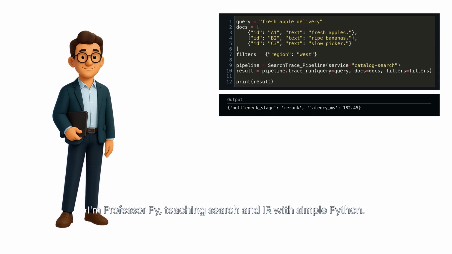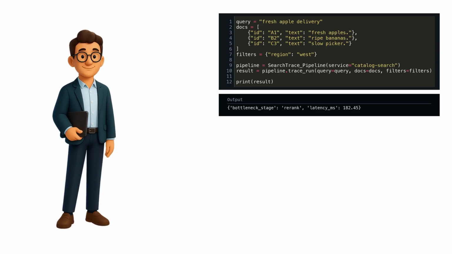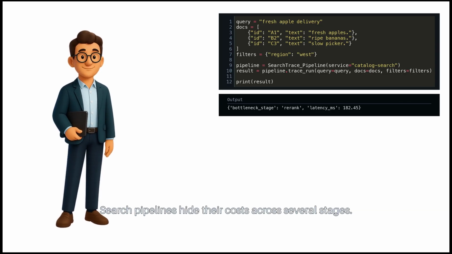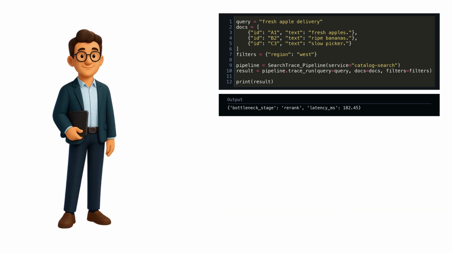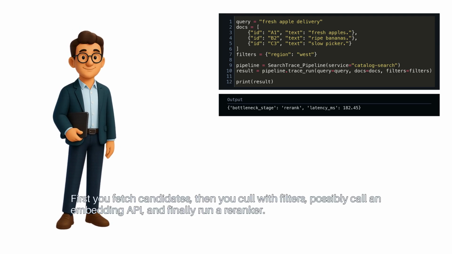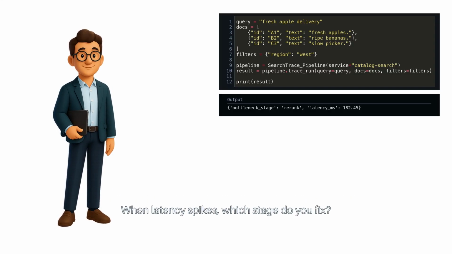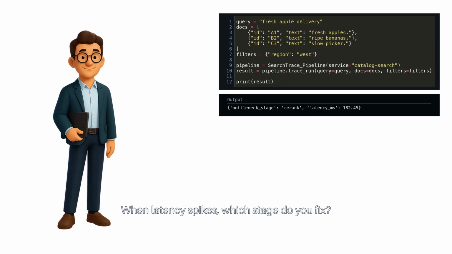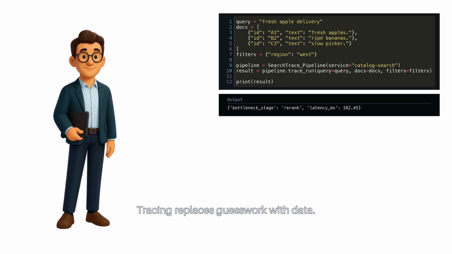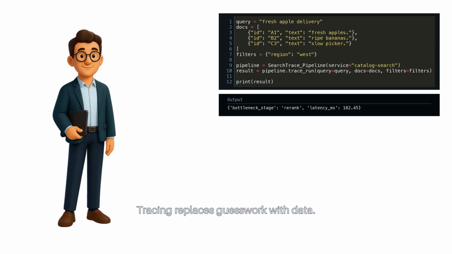I'm Professor Pi, teaching search and IR with simple Python. Search pipelines hide their costs across several stages. First, you fetch candidates, then you call with filters, possibly call an embedding API, and finally run a re-ranker. When latency spikes, which stage do you fix? Tracing replaces guesswork with data.